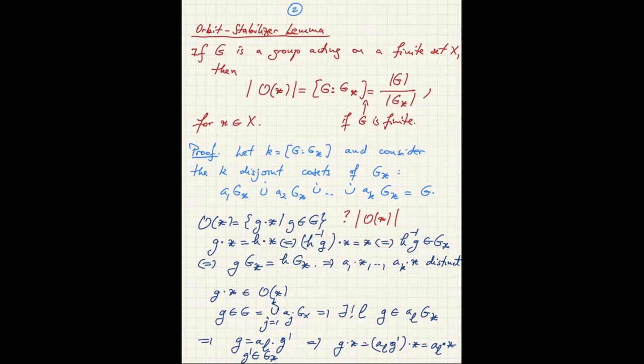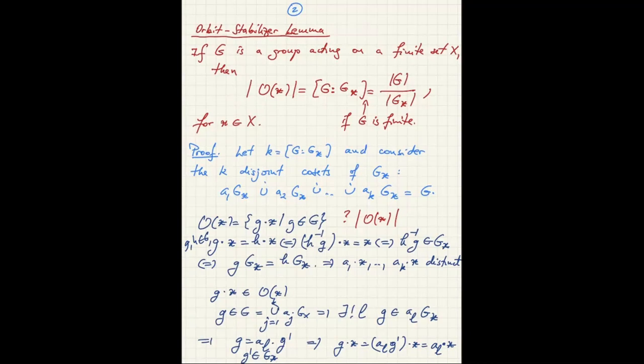That's what we argue here: if g and h are elements of G, then g acting on x is equal to h acting on x if and only if h inverse times g fixes the element x. And this is the same thing, by the definition of the stabilizer of x, as h inverse times g being an element of the stabilizer, G_x.